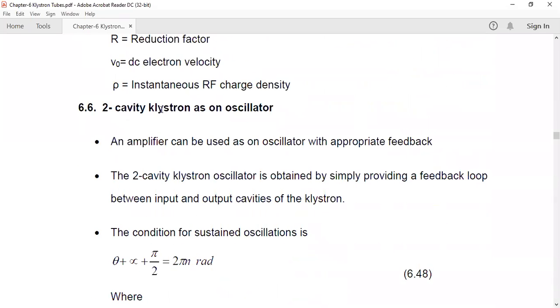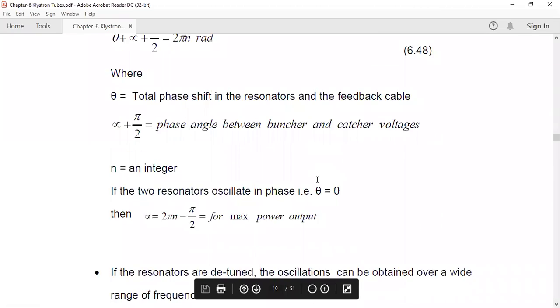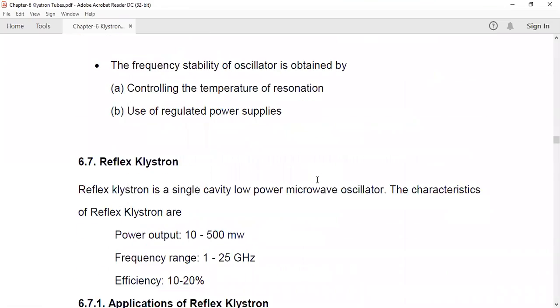Now, I already told you about the two cavity klystron as an oscillator. An amplifier can be used as an oscillator with appropriate feedback. So by giving the feedback, we can use this as an oscillator.